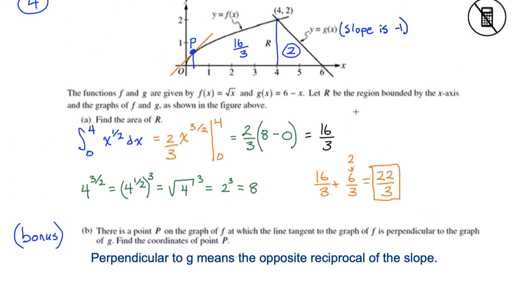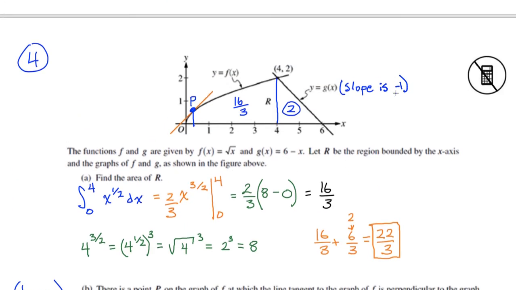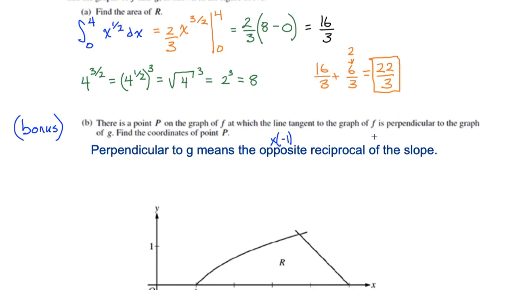So the opposite of -1 is 1. Opposite just means multiply by -1. So times -1, and 1 times -1 is obviously 1. And then the reciprocal of 1, well, 1 is 1 over 1. So if I flip these, it's still 1. So the opposite reciprocal of -1 is 1. So we found the slope that we're trying to find. So we'll say slope.